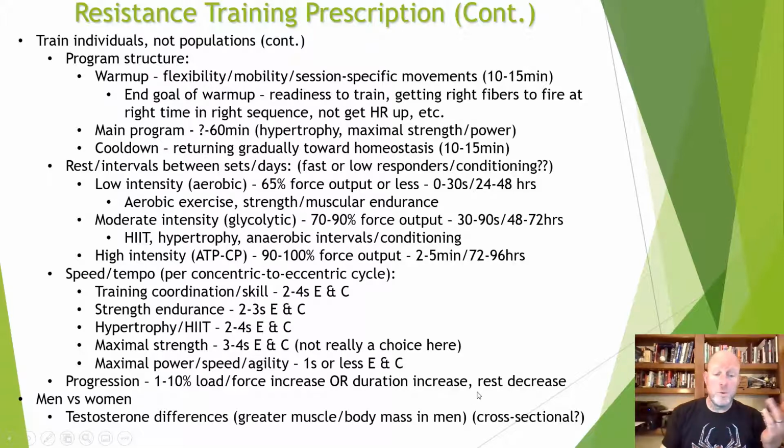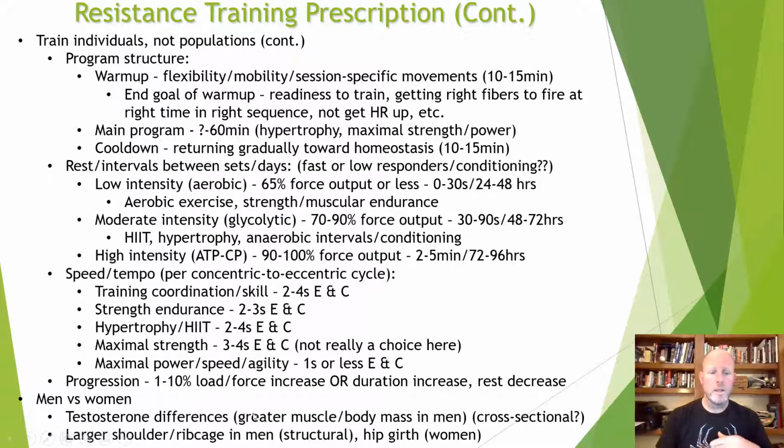Men versus women, testosterone differences. Men have greater muscle mass, body mass, typically due to higher testosterone levels. In cases where women have similar testosterone levels, they have similar muscle mass capabilities as men do. And with similar cross-sectional area of muscle fibers, you tend to have similar strength, regardless of whether we're talking about men versus women. But on average, men have higher testosterone and larger shoulders and rib cage, which makes them more predisposed to better upper body performance, whereas women sometimes can have better relative strength for their lower body because of their hip girth, better structural capacity for handling load from a lower body perspective. Something interesting to note there.